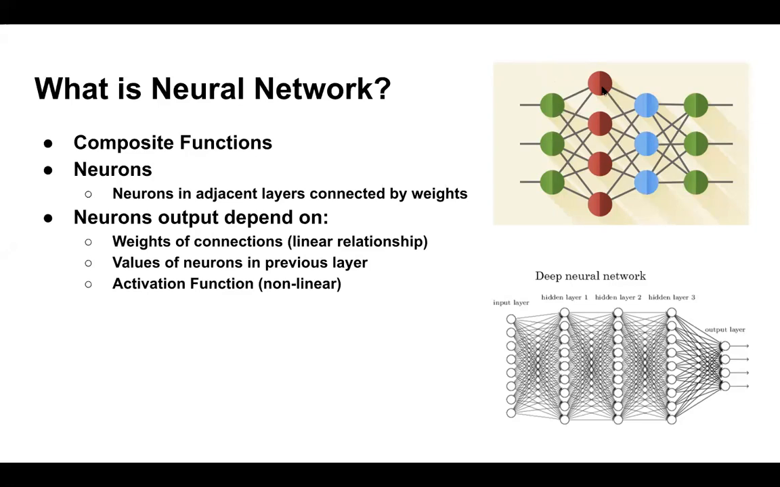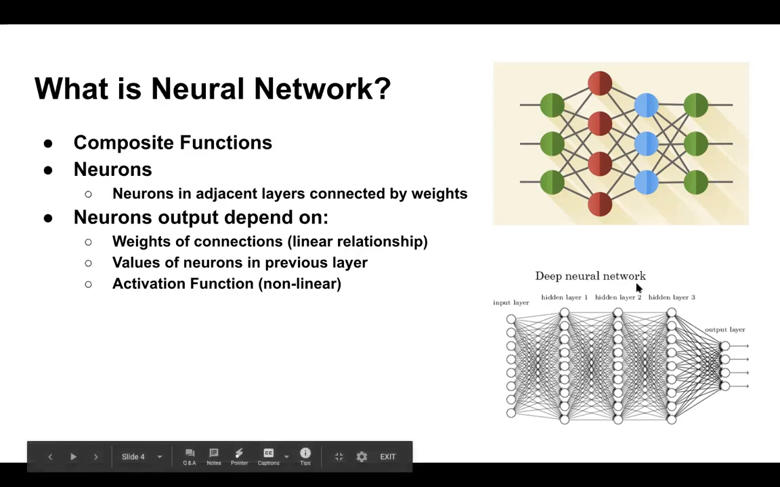The value of each neuron also depends on the weight of the connections, because you can see that the neurons in each adjacent layer are connected to each other, and the weights will dictate how the input influences the output values. And of course, there's also this activation function, which I won't talk too much about because this is not really a neural network workshop. This picture is just to show you how deep a neural network could go.